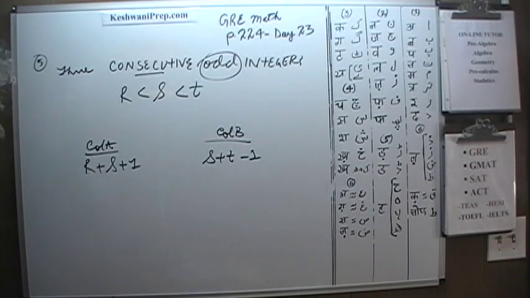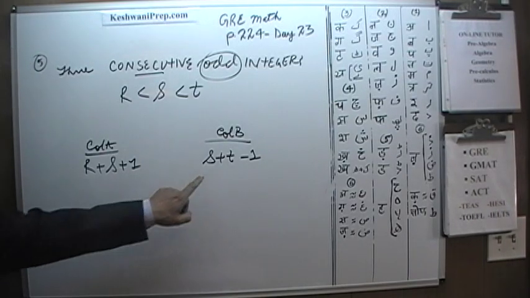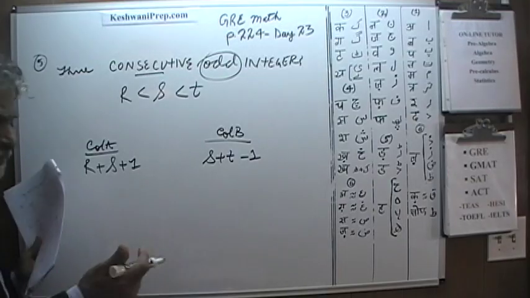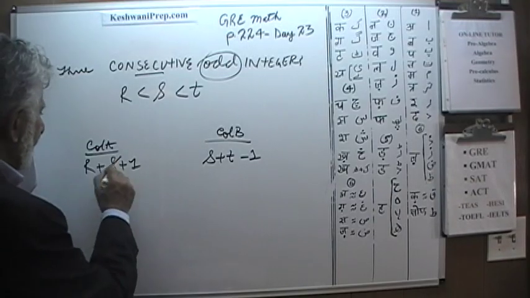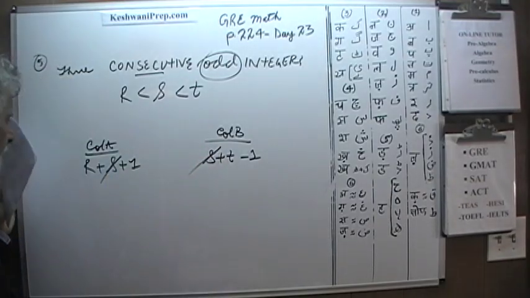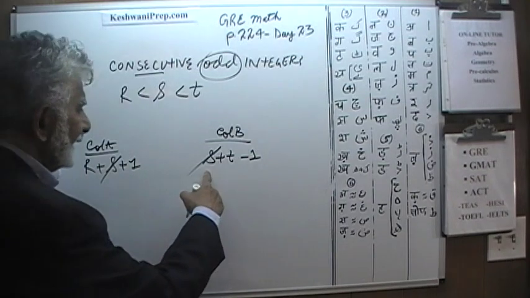Let's see what we can do. Let's first simplify. I see an S here and I see an S here. Subtract S from both columns. It goes away. So we're dealing with R plus 1 versus T minus 1.